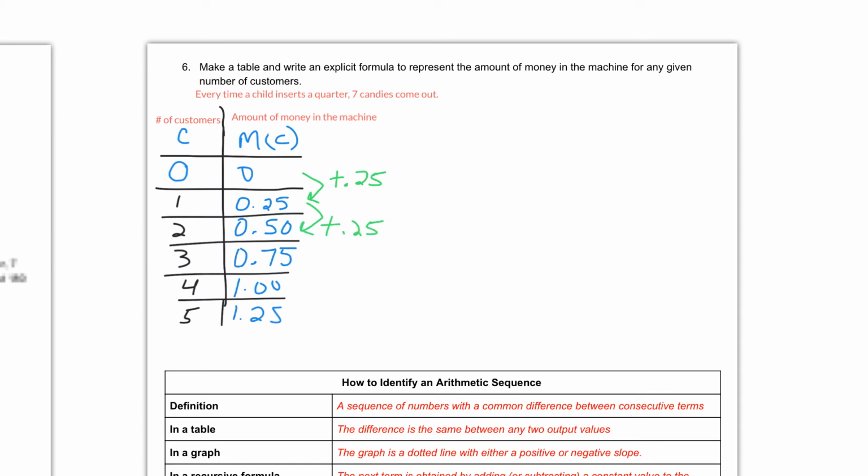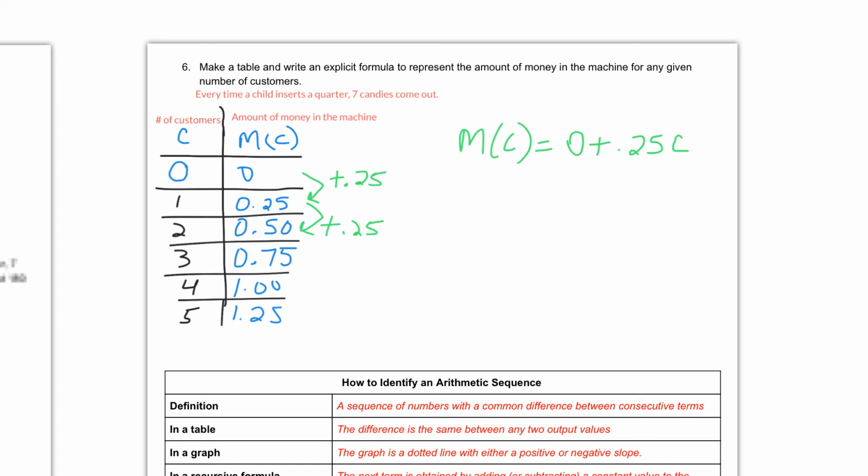And so in this case, we want to just do our explicit formula. So our explicit formula, we could start with our M of C. And that's going to be equal to what we started with, which is 0. And then we're adding that 0.25 each time. And since we're starting our table at 0, that means our 0 and our number of 0.25s are going to be exactly the same. So we're adding this 0.25, the same number as we have customers.